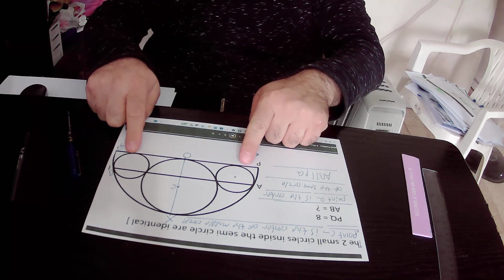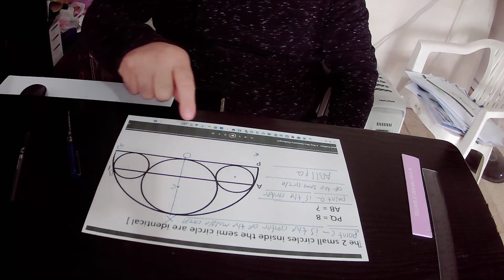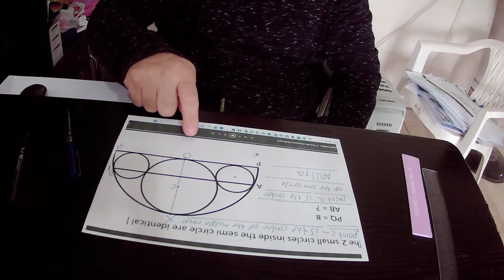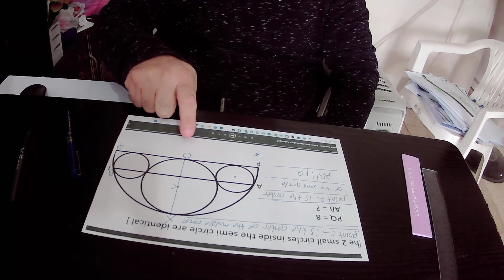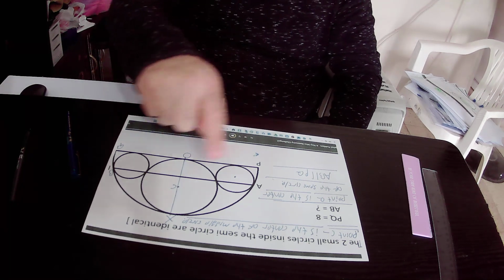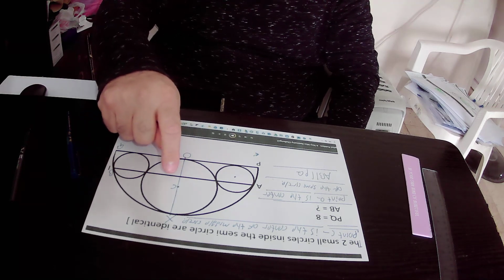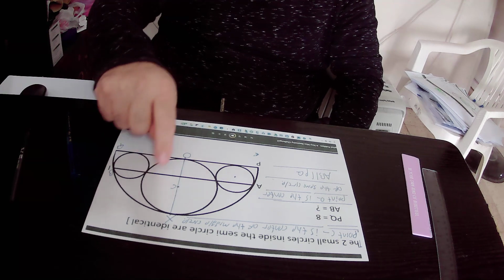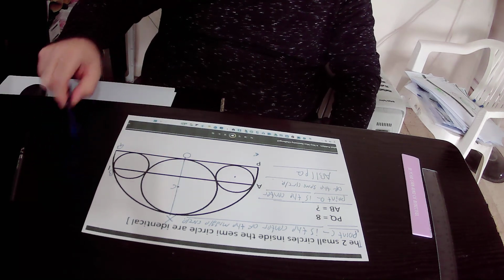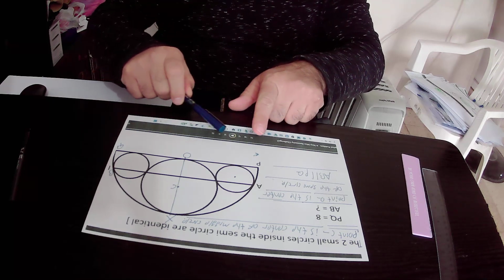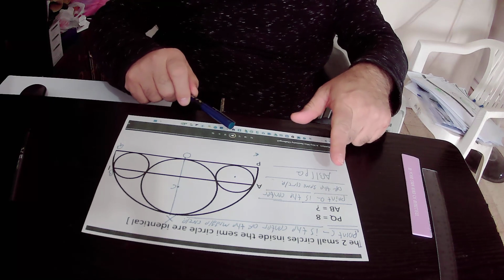Those two circles are identical and the middle circle is tangent to this semicircle at point O. Point O is the center of this semicircle and point C is the center of the middle circle. And we know that PQ, that is actually the diameter of the semicircle, equals 8 units.